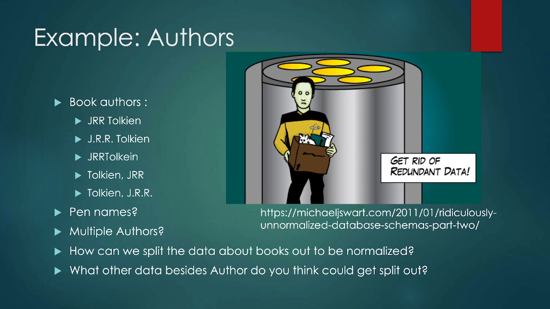Now, some things to think about. How else could we split data about books out to be normalized? What are other examples of things that you may want to split out into other tables to ensure that the data is going to be done in a way that will make sense and make sure that it's not duplicated? So what else besides author do you think could get split out?